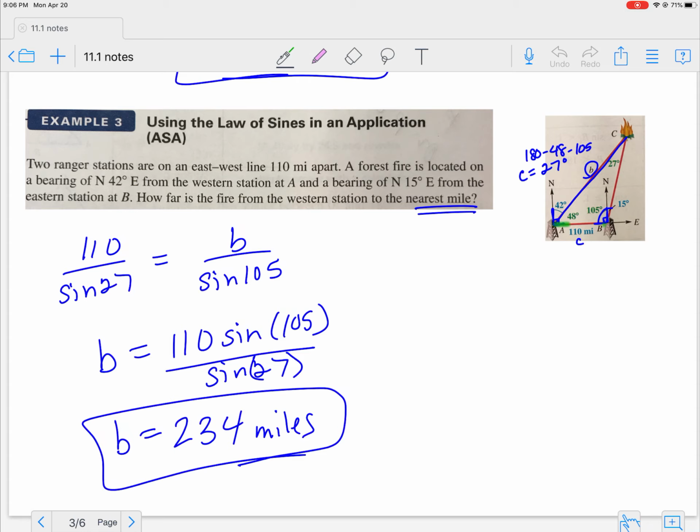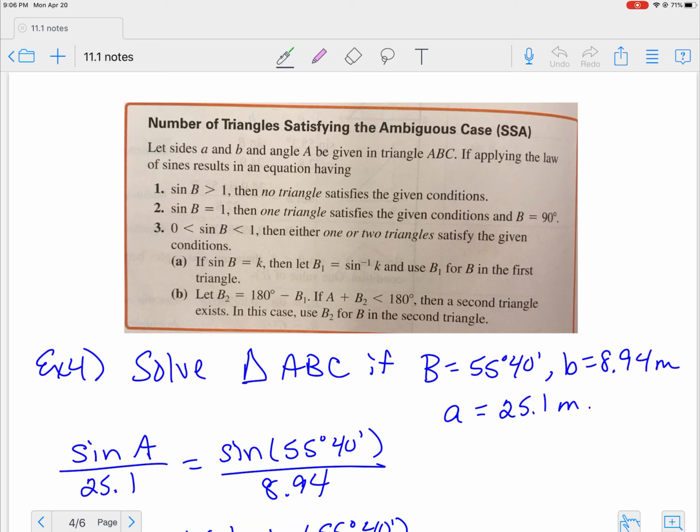Cool. Anytime you have two angles, you automatically can have that third angle and you can set up your law of sines. Law of sines is the way to go. Setting up those proportions is the best way. All right. So, what happens if I have this ambiguous case?